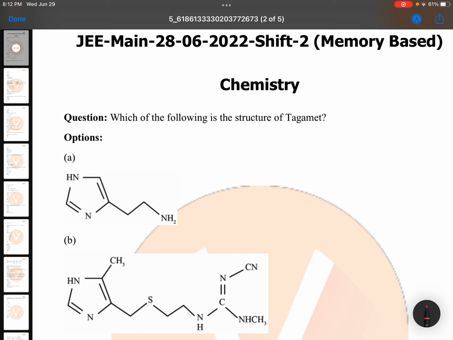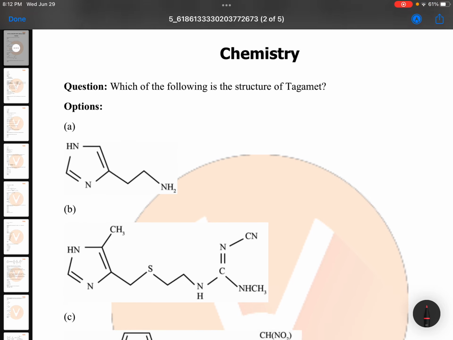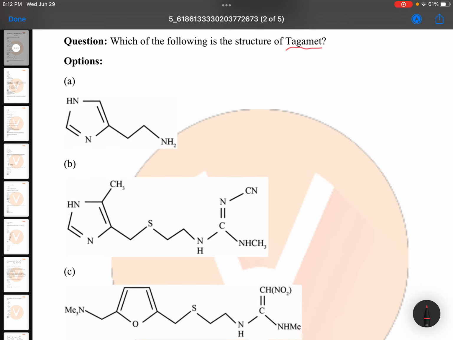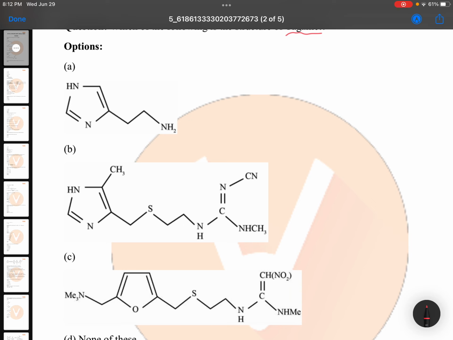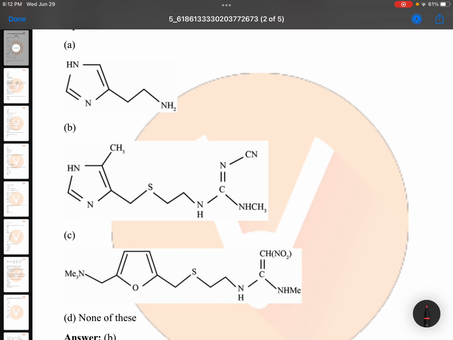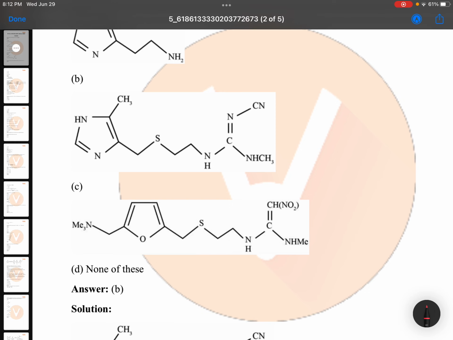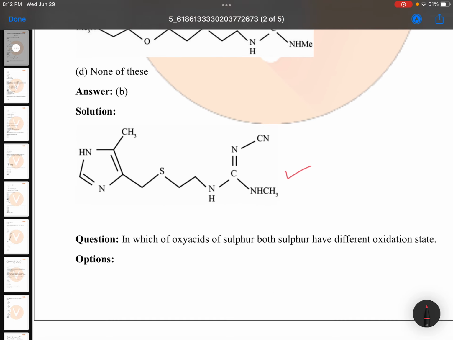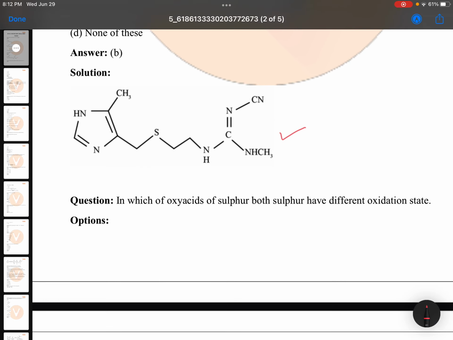As we know, we are discussing memory based papers. So, the question is which of the following is tagmate? Complete memory. Your paper started with a 100% memory based question. No other option. You need to see and you have to say. Chemistry in everyday life, if you are good, then you can answer this question. No shortcuts. If you remember, it's okay.